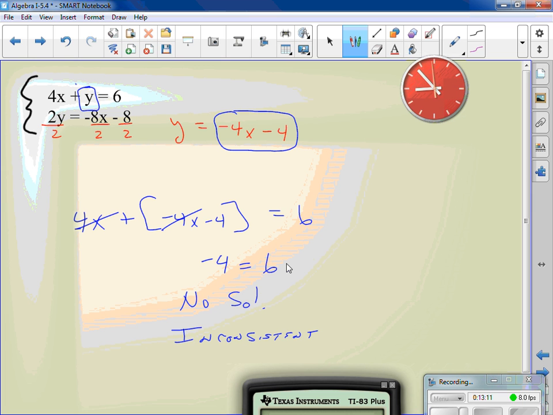Once the variables have disappeared, now you have to decide, is it consistent dependent or is it no solution inconsistent? When it's not true, it's inconsistent.